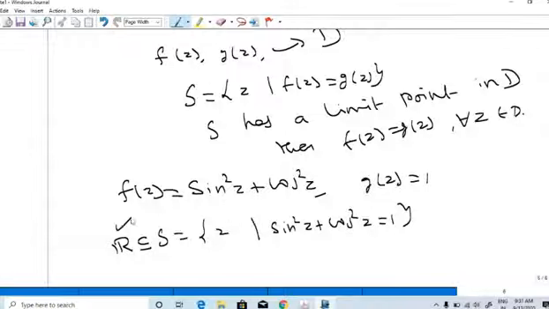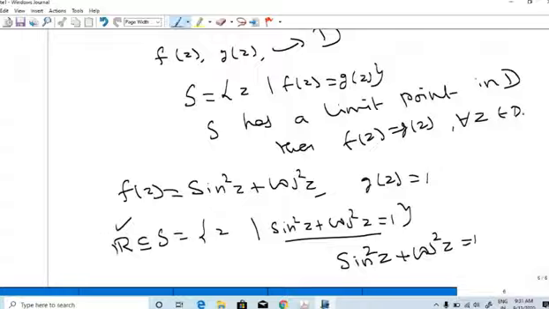Now R has infinitely many limit points, and everything is in the domain. Therefore, S has a limit point, and this is true for all z in the domain. So sin²z + cos²z = 1 is true for all z. This is always a true statement, because it is true for the real case, and by the uniqueness theorem it is true for the complex case.